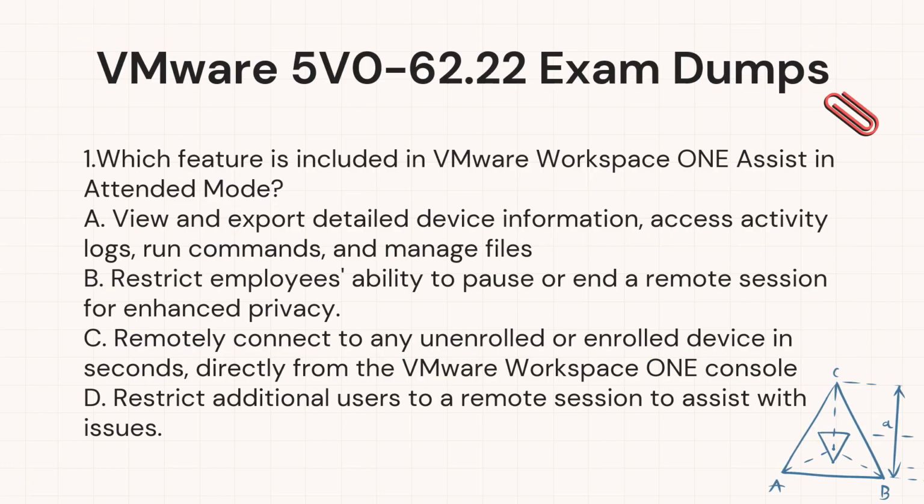1. Which feature is included in VMware Workspace ONE Assist in attended mode? A. View and export detailed device information, access activity logs, run commands, and manage files. B. Restrict employees' ability to pause or end a remote session for enhanced privacy. C. Remotely connect to any unenrolled or enrolled device in seconds, directly from the VMware Workspace ONE console. D. Restrict additional users to a remote session to assist with issues.